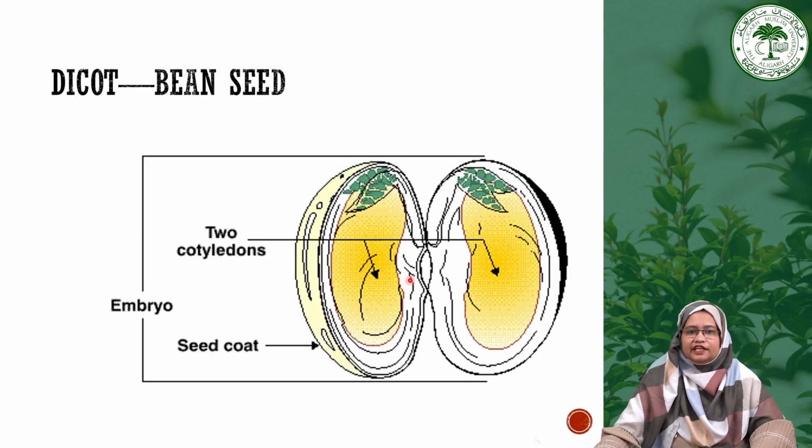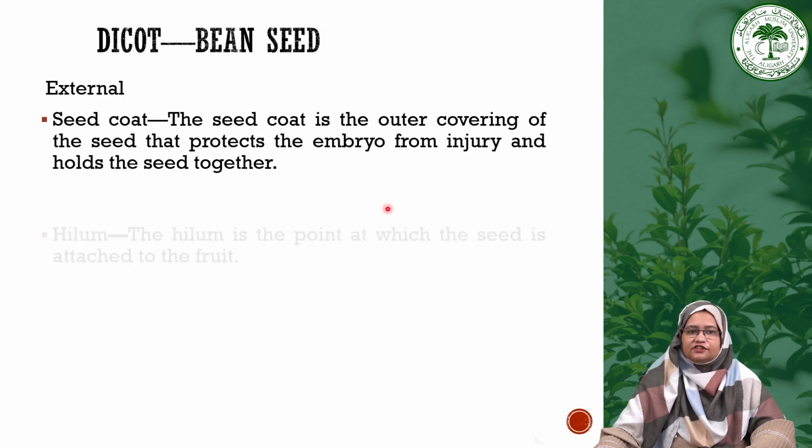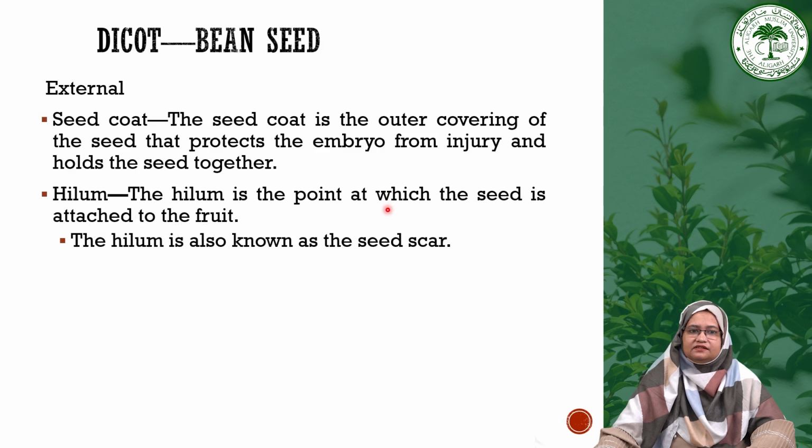As you can see, this is the image of a two-cotyledon seed, in this case a bean. This one is the seed coat. Inside it you will find the two cotyledons, from which germination occurs. The external part of the bean seed has a seed coat, the outer covering that protects the embryo from injury and holds the seed, and the hilum is the point at which the seed is attached to the fruit. This is also called the seed scar.